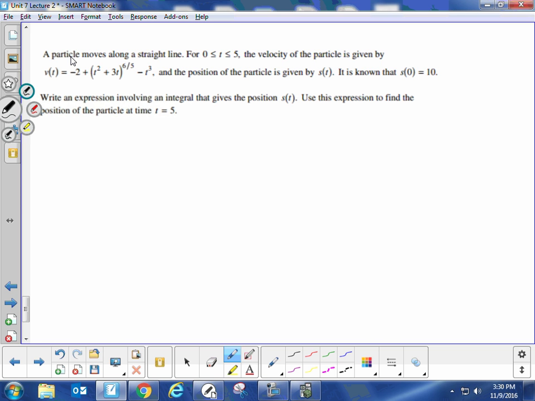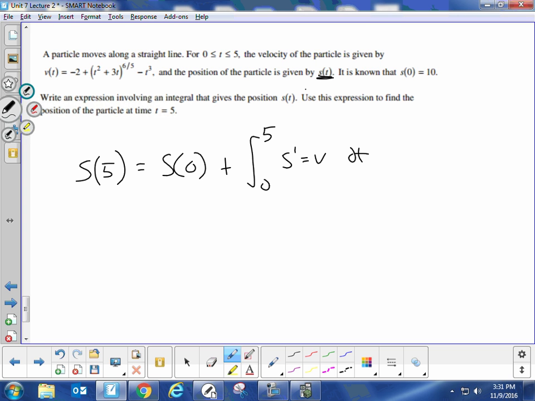Okay? So in this situation, I want to find my position at time 5. You're told that position is s of t, not x of t. Sometimes they do that. Okay, just write that down. That's half of your answer. The other half would be to type this into your calculator correctly and to use 10 here.